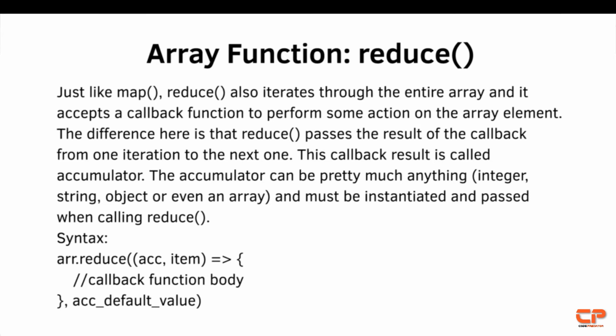So this is the syntax for reduce. So array.reduce, the method, and this method accepts two arguments. First is the callback function, and second is the default value or the initial value of the accumulator. And in this callback function, reduce passes the accumulator as the first argument and the item as the second argument. Let's try an example to understand it better.